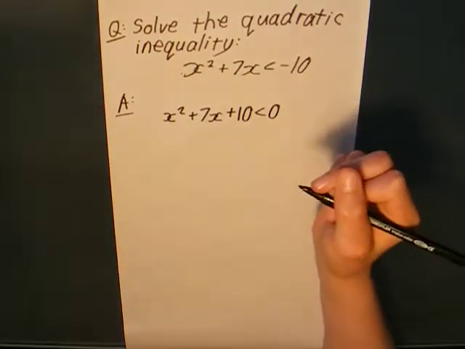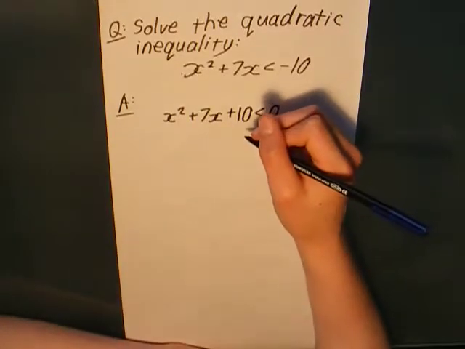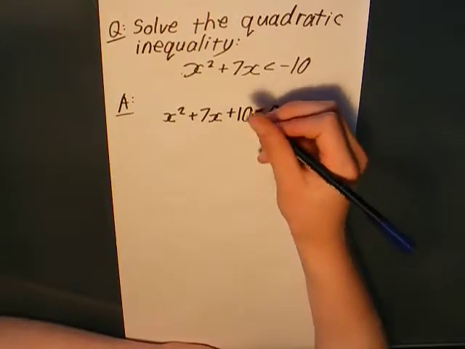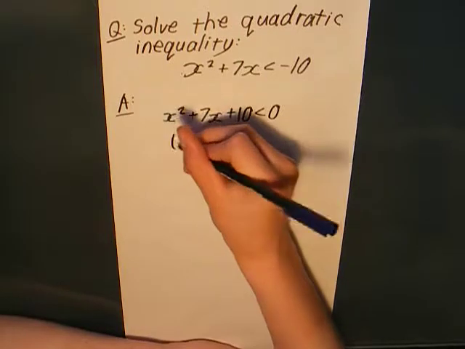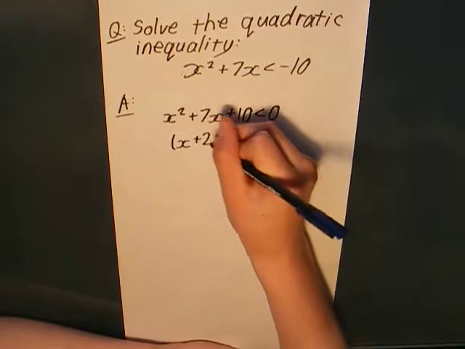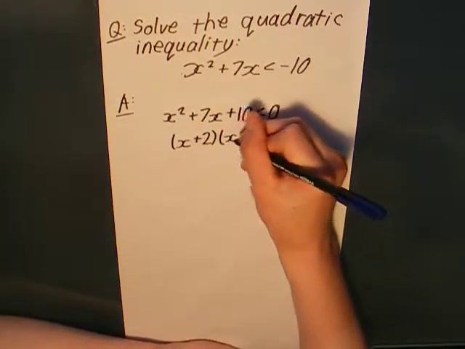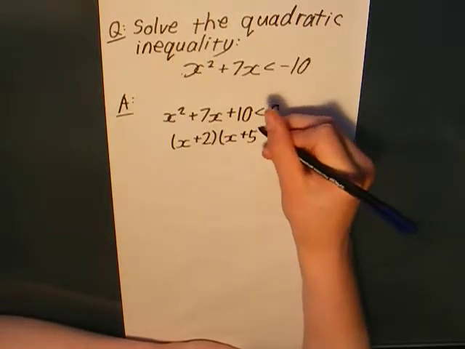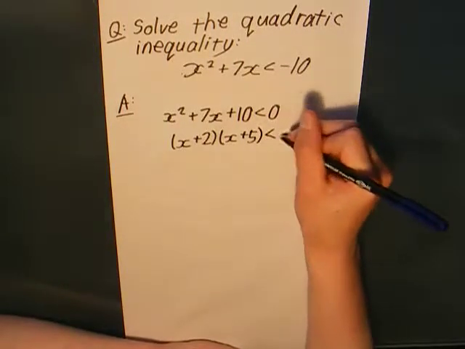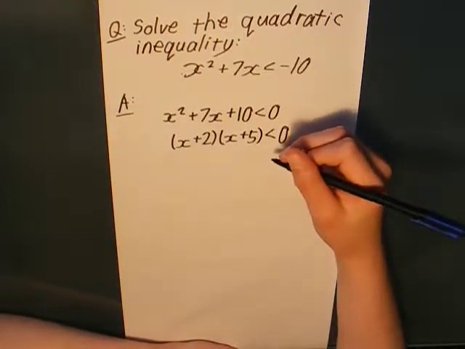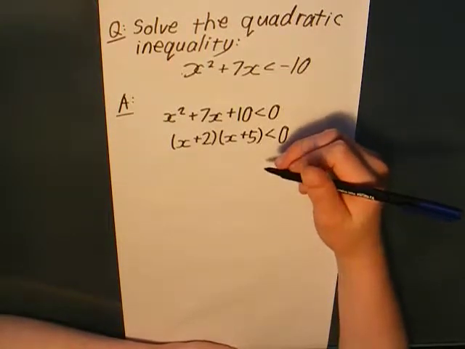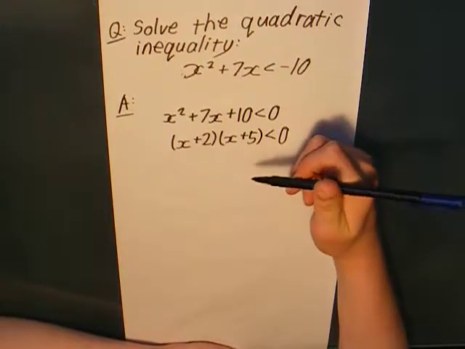Now, using the method I've covered in my factorising quadratics videos, I've got the two factors of 10, 2 and 5, and they sum to 7, so this is just x plus 2, x plus 5 less than 0. And what I'm going to do next is use what's called the table of signs, also known as the sign table.